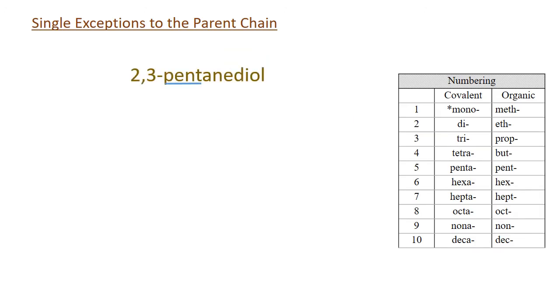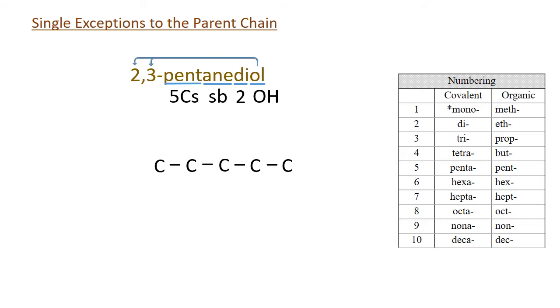2,3-pentanediol. Again, pent means 5, so I have 5 carbons. So I draw out 5 carbons. Ane means they're singly bonded, which is good because that's what we have. Di means 2, so I have 2 OLs, and OL is alcohol. So I have 5 carbons singly bonded with 2 alcohols, and those alcohols this time are going on the second and third carbon. So I number my carbons, and I put an OH on the second carbon, and I put an OH on the third carbon.